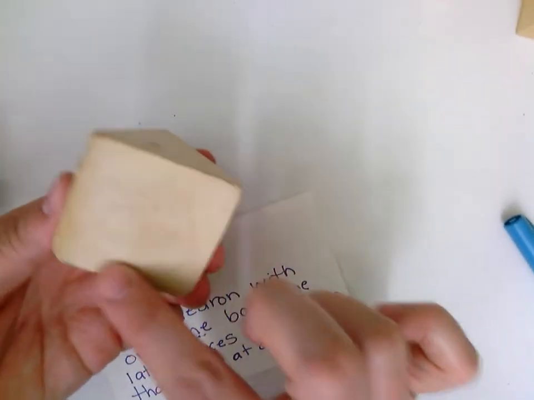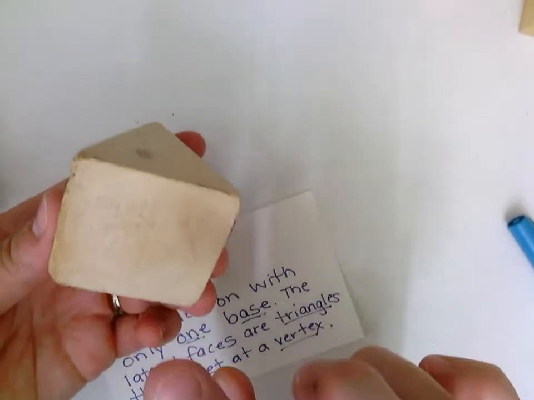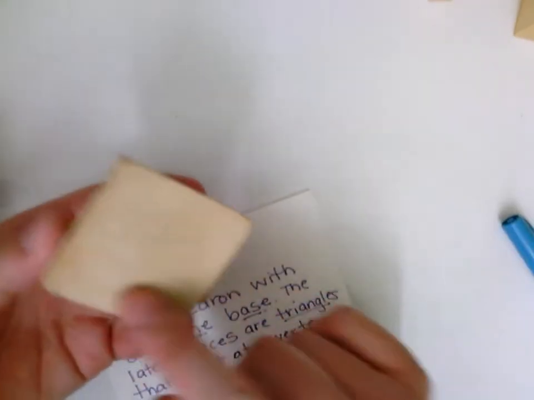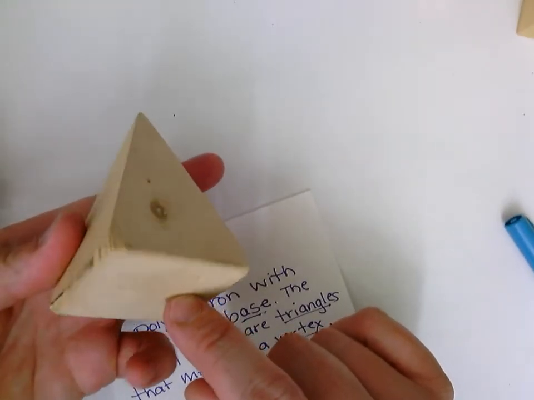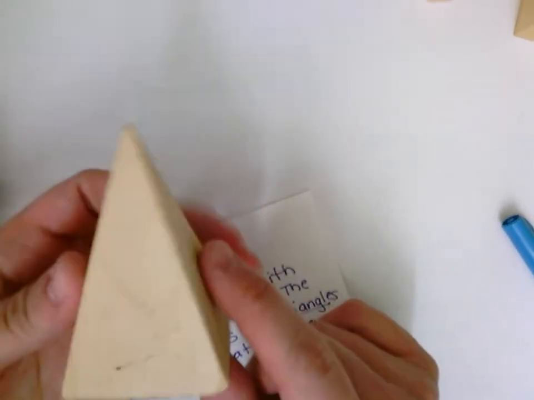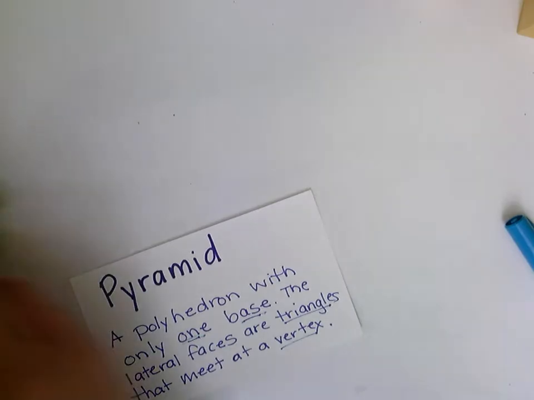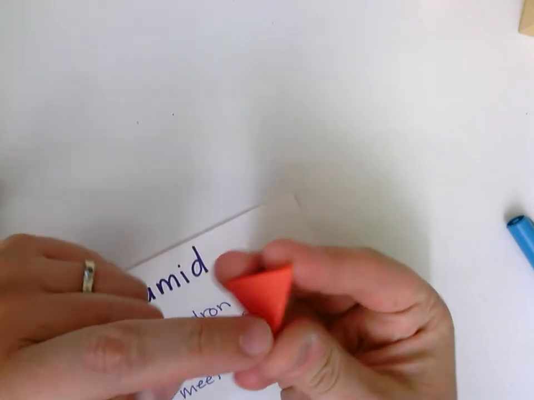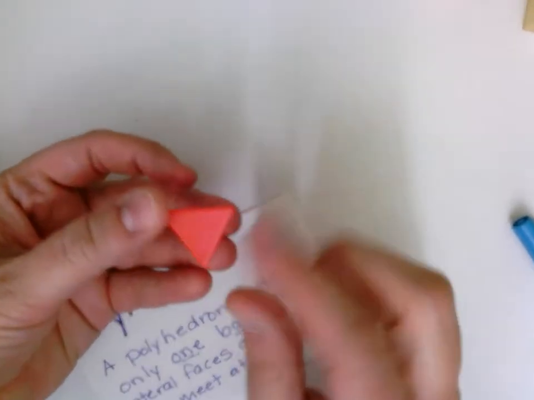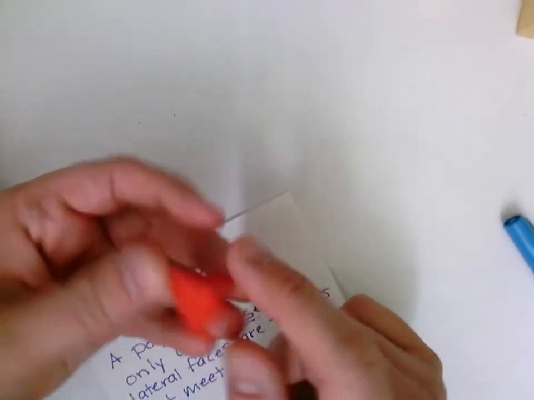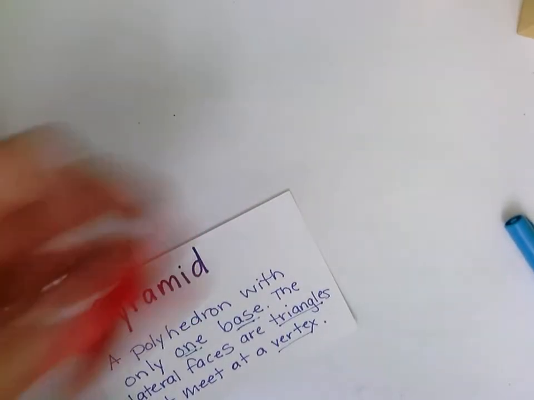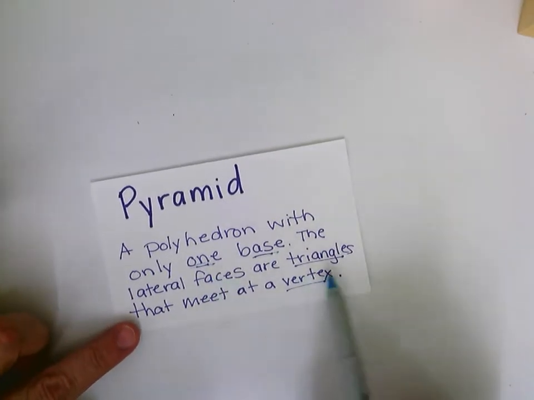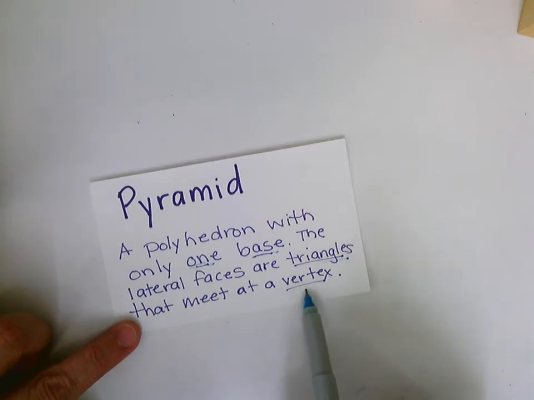Depending on what your base is, so I have a square base. A square has four sides, so I'm going to have four faces to my pyramid. If I had an octagon as the base of my pyramid, I would have 8 triangular faces because there are 8 sides to an octagon. Here I have another pyramid. It has a base of a triangle. A triangle has 3 sides, so this triangular pyramid has 3 faces that come and meet together at a vertex. Again, a pyramid is a type of polyhedron with one base. All the faces are triangles, and they meet together at one vertex.